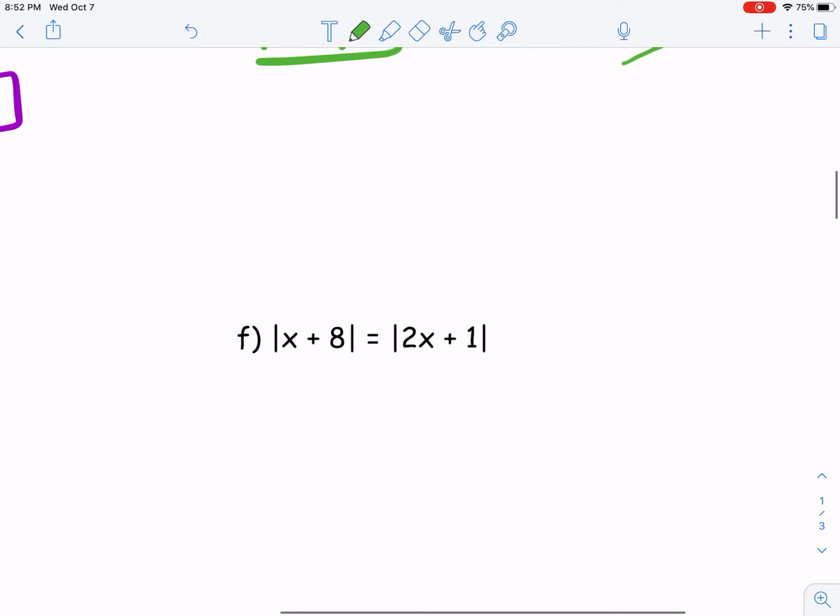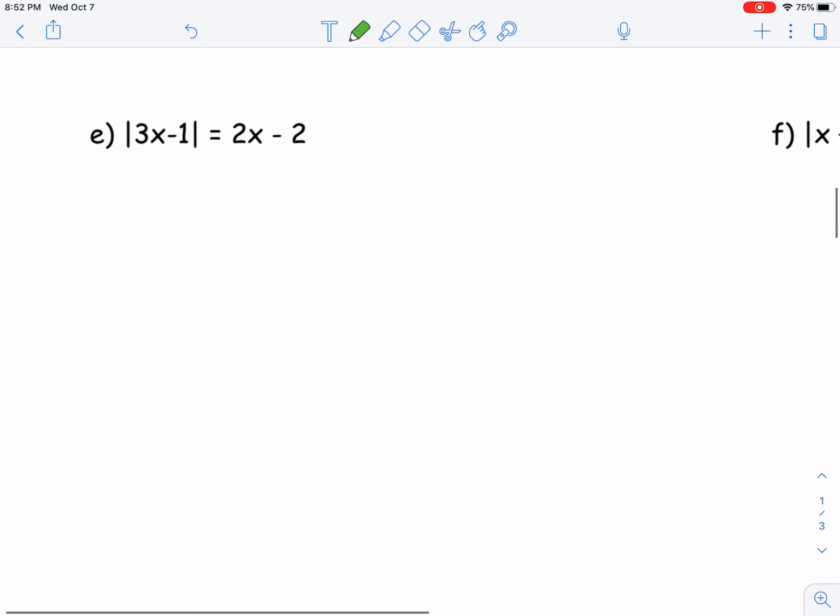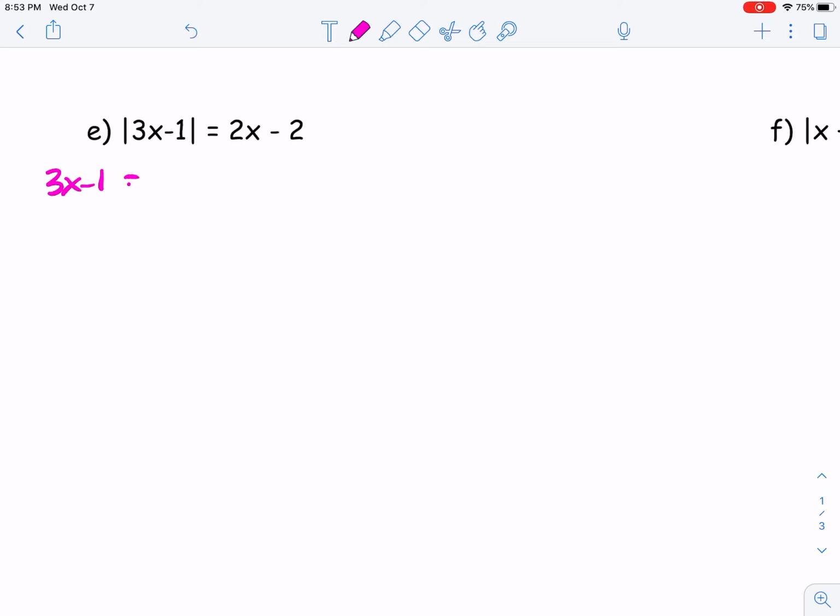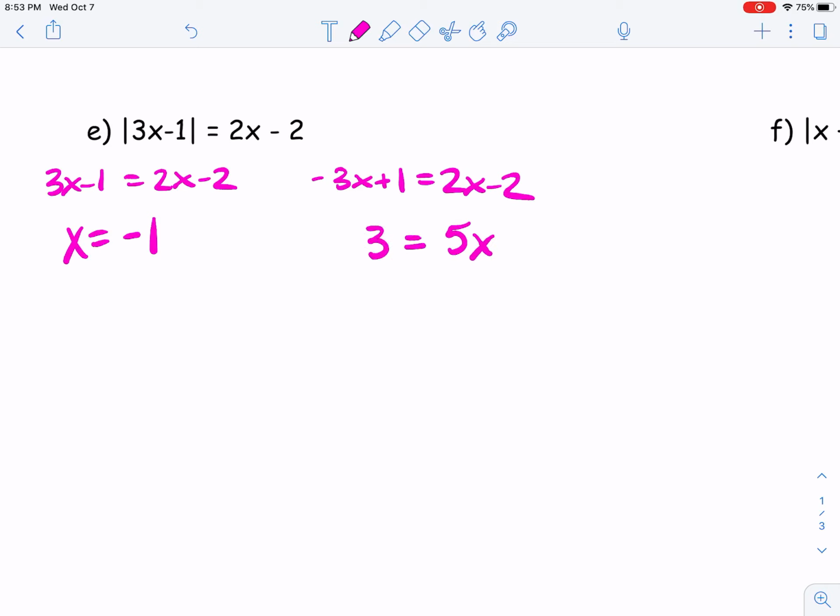All right, moving on. Kind of a similar situation here. The absolute value of 3x minus 1 is equal to 2x minus 2. My absolute value is already isolated, so I jump in to create my two equations. So 3x minus 1 equals 2x minus 2, and then negative 3x plus 1 equals 2x minus 2. Solving on the left-hand side, I could add my 1, subtract my 2x's, and I'd get x to be negative 1. And then on the right-hand side, solving for x, I could add my 3x over to get 5x equaling 3. So that means x is equal to 3/5.